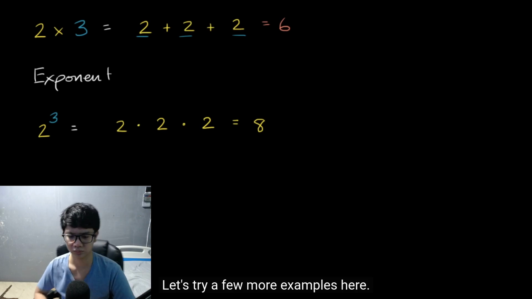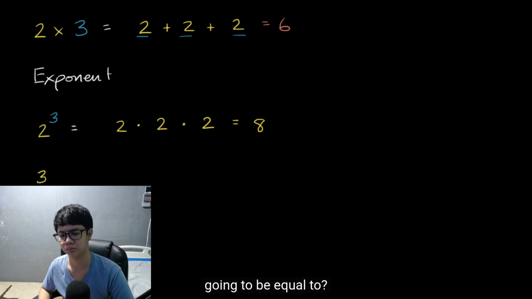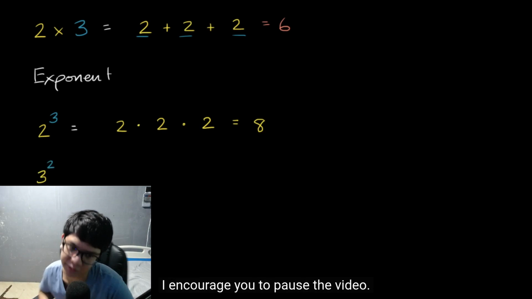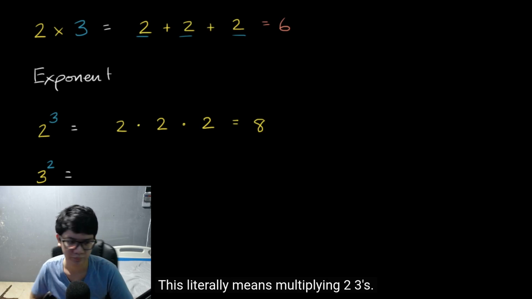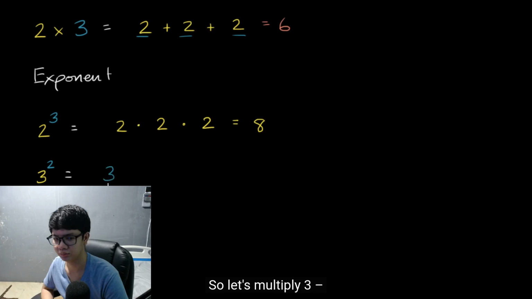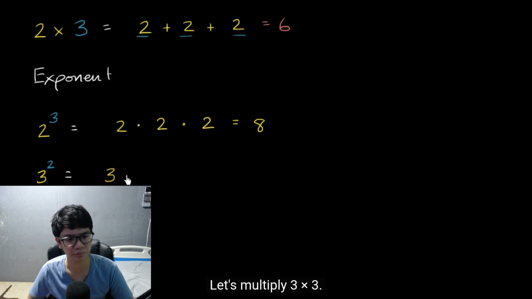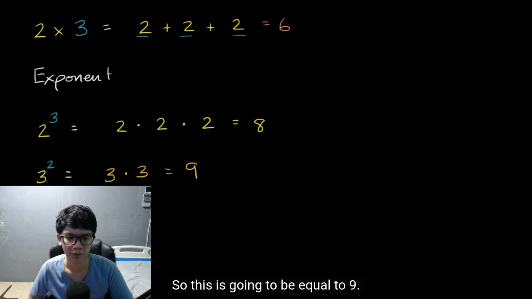Let's try a few more examples here. What is 3 to the second power going to be equal to? I'll let you think about that for a second. I encourage you to. It's going to be 9. So let's think it through. This literally means multiplying 2 3's. So let's multiply 3 times 3. So this is going to be equal to 9.